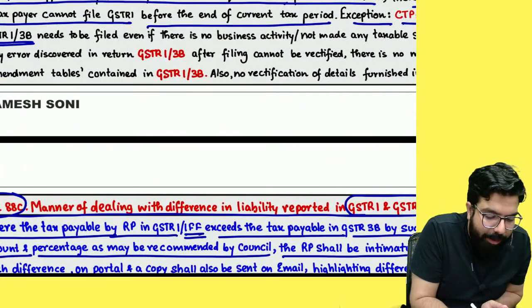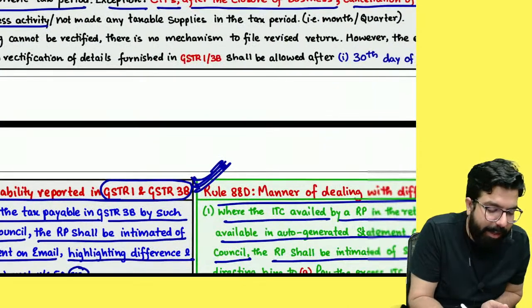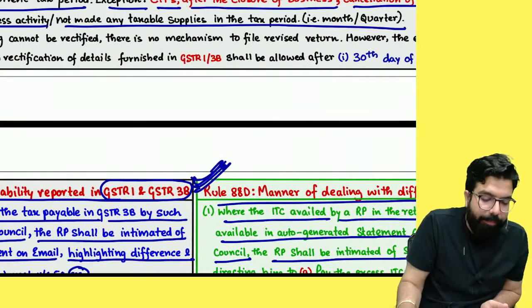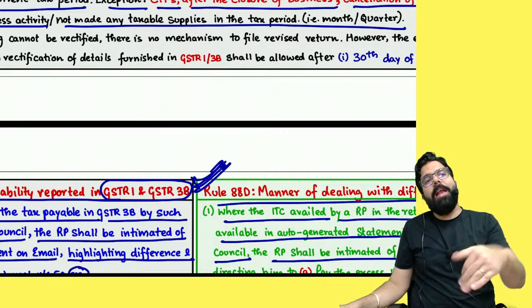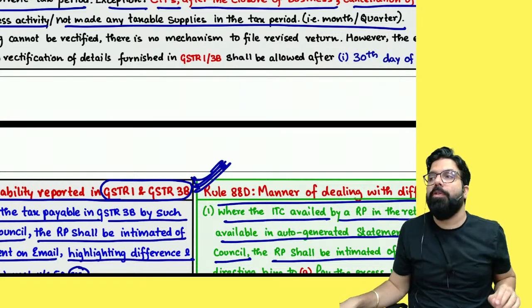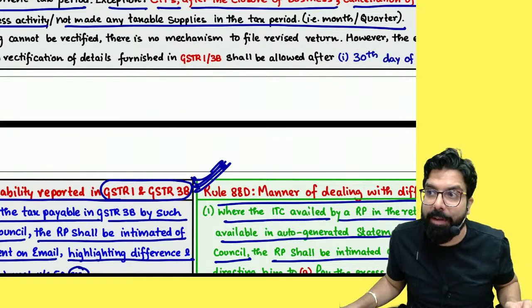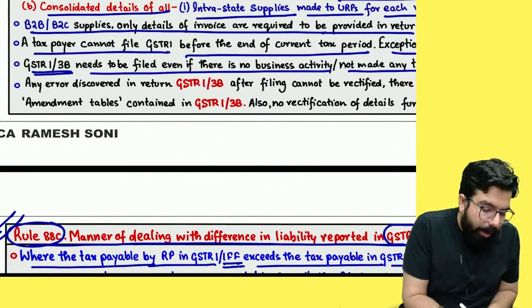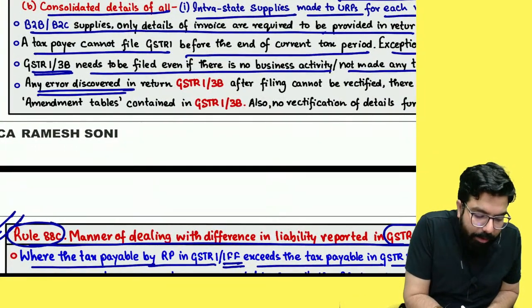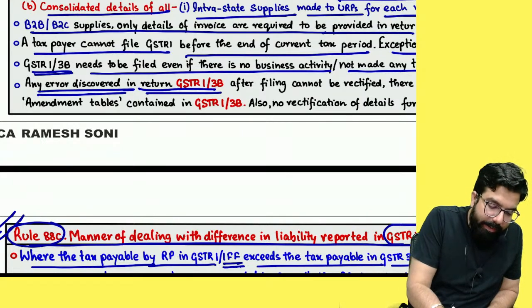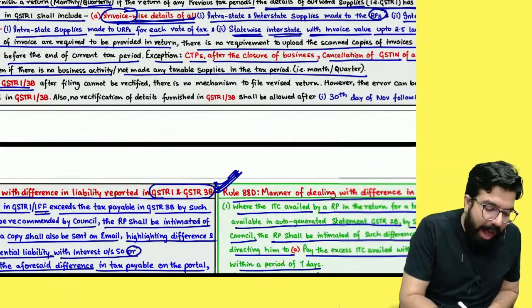GSTR1 or GSTR3B needs to be filed even if there is no business activity or no taxable supplies made. For example, I went out of India for 1 month, no supplies. Do I still have to file GSTR1 and GSTR3B? Yes.